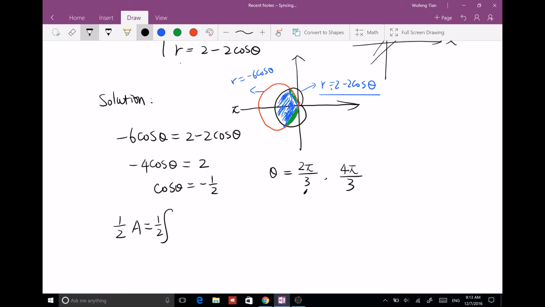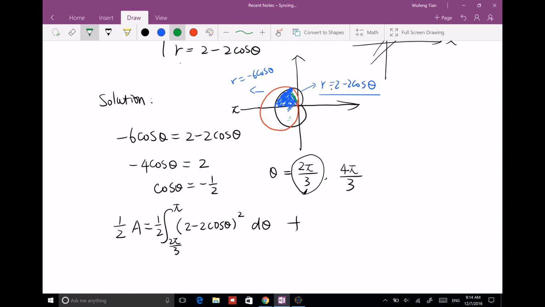First I find the blue: one half of this blue curve, this black curve, 2 minus 2 cosine theta, squared. Then the angle is going to be from 2π/3 to π, d theta. This is the area. Now this one looks better. So this is the area of the blue one, from 2π/3 to π.